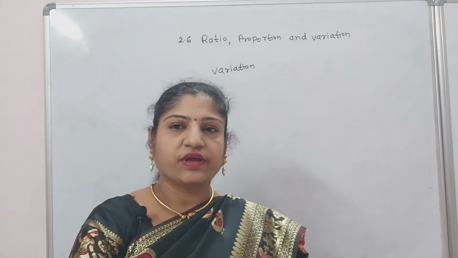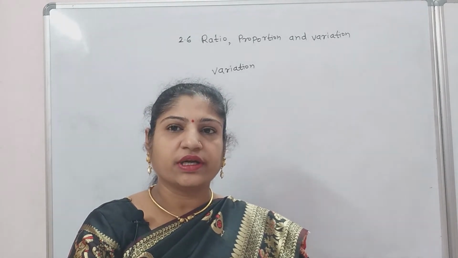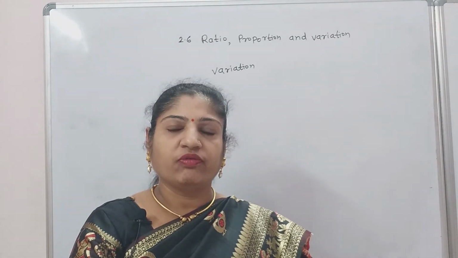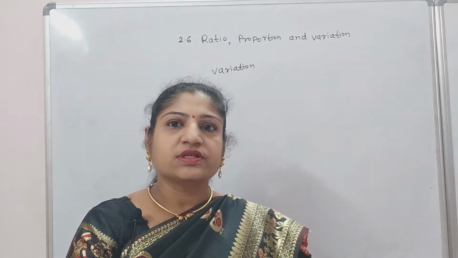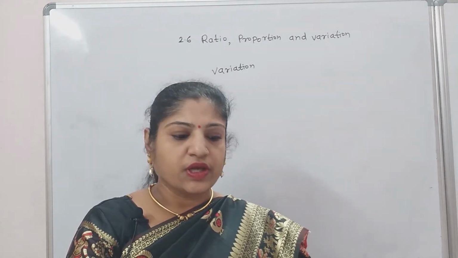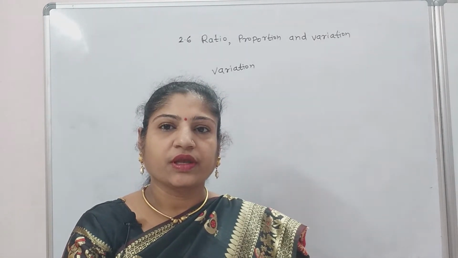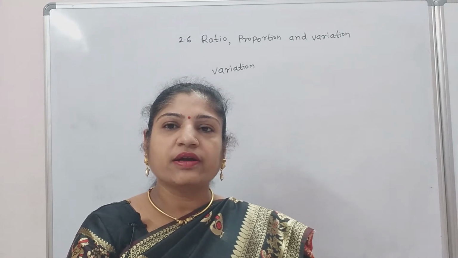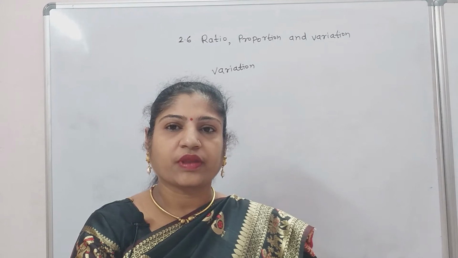Next topic is variation. When the second quantity changes when there is a change in the first quantity, this change is called the variation. There are two types of variation, direct variation and inverse variation. First, I give one example. Suppose Ganesh reads 2 books daily. When days increase, the number of books read by Ganesh also increases. This is the direct variation.